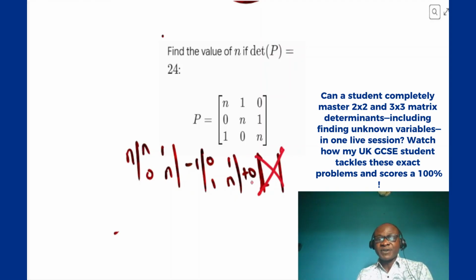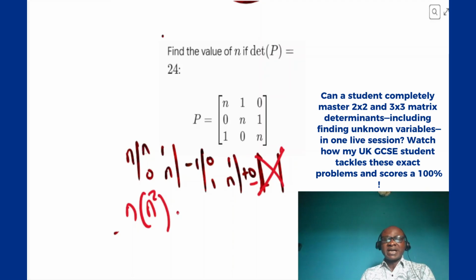The reason is because of the presence of this 0 here. Therefore, I will now have n into n times n is n squared. And the 0 times this will give me 0. Next, I have negative 1 into 0 times this is 0, isn't it? Yes, sir. And then 1 times 1 will give me 1. So that is now minus 1.